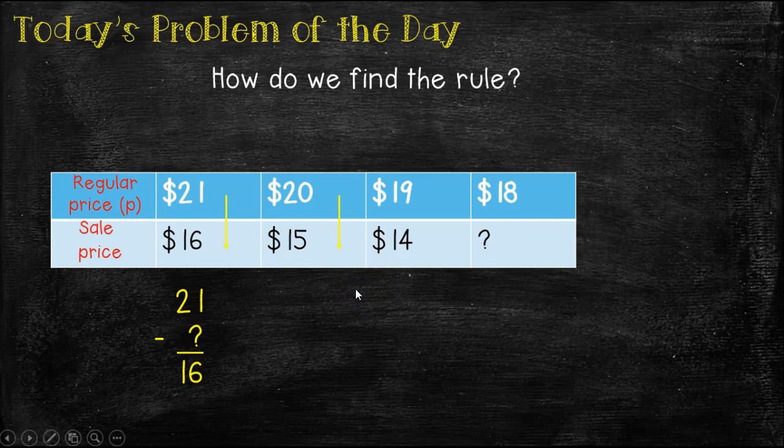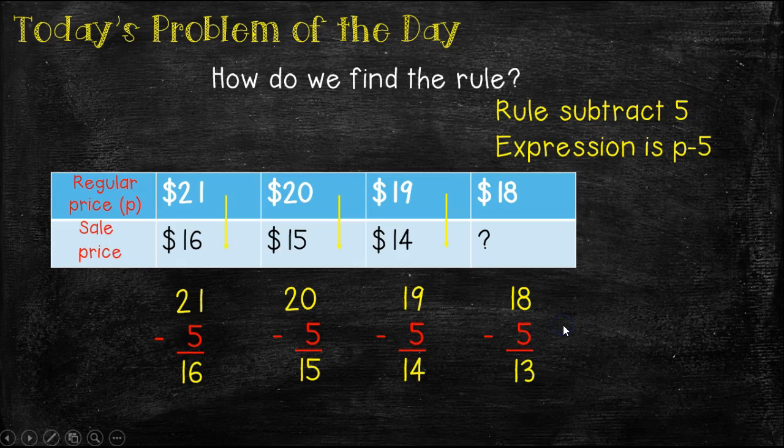Now let's try the next one. 20 minus a certain amount gives us 15. Now the question is, is the question mark in both of these expressions the same? Well, let's look at this next one. 19 minus what equals 14? Let's see. 21 minus 5 equals 16. Well then, does 20 minus 5 equal 15? It does. Well, what about this one? 19 minus 5, does that equal 14? It does. So that is a pretty good hint that our rule is going to be subtract 5.